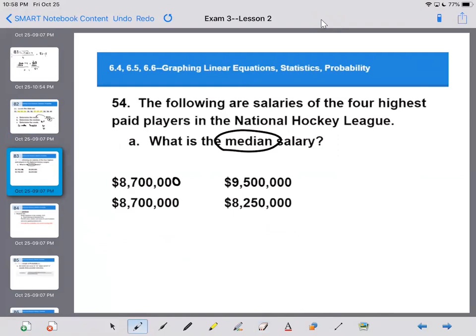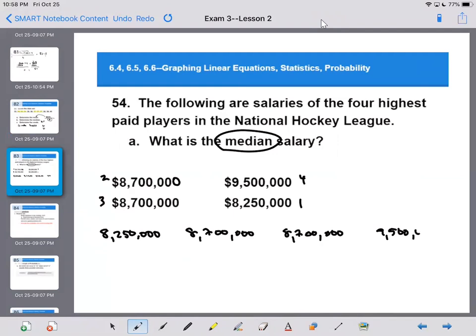This is your lowest, and then 2, and then 3, and then 4. So we've got 8,250,000, and then we have 2 at 8,700,000. These are not teacher salaries, I can assure you that.